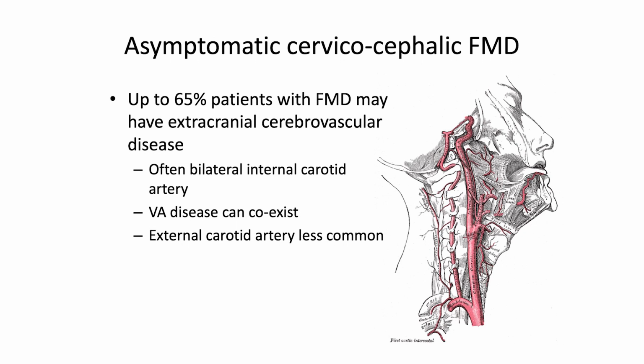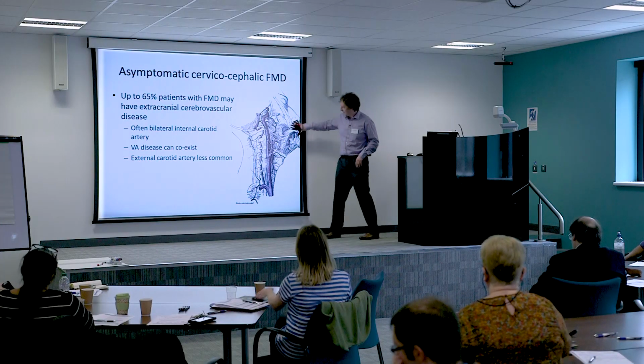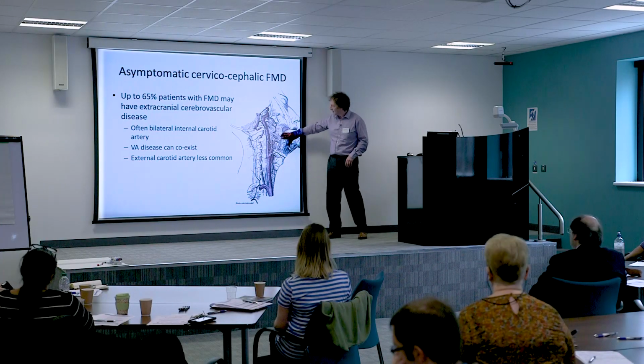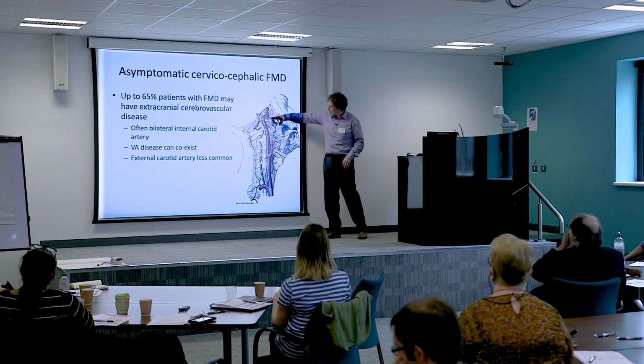So as Tina highlighted previously, FMD was predominantly thought to affect the kidneys, but I think more and more with increased screening and increased recognition, we see more and more patients who have blood vessels involved outside the renal blood vessels or kidney blood vessels. So up to 65% of patients are said to have extracranial cerebrovascular disease. So extracranial means really the neck and below, and cranial is from the skull base and up.